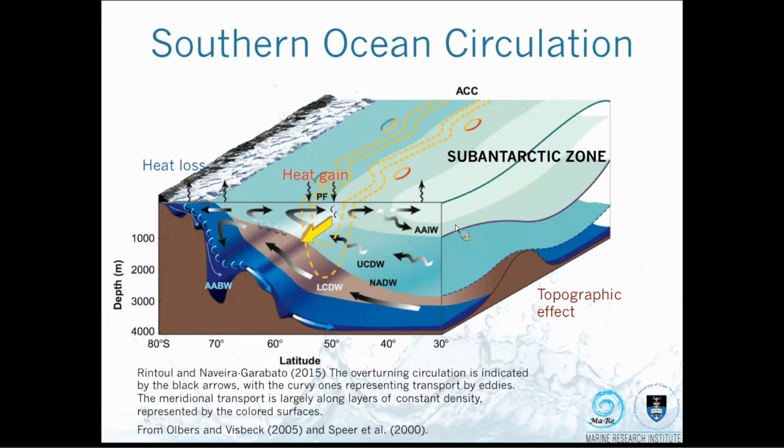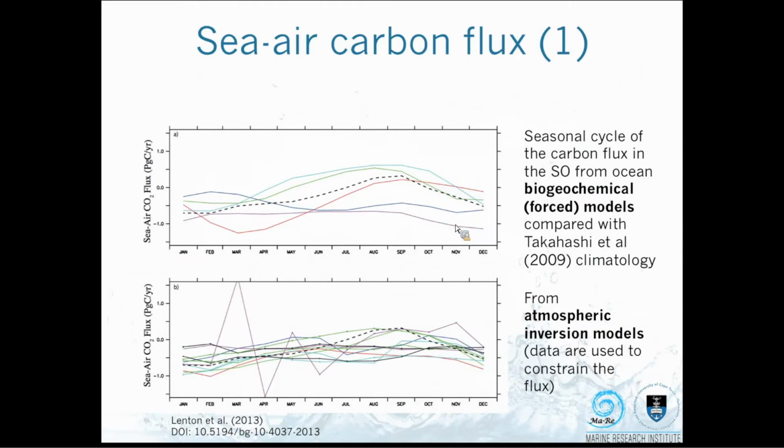And a famous paper from some years ago now from Lenton actually found out that the seasonal cycle of the carbon flux in the Southern Ocean from biogeochemical models, here in the upper panel, and from atmospheric inversion models, doesn't really represent what is our state of knowledge.